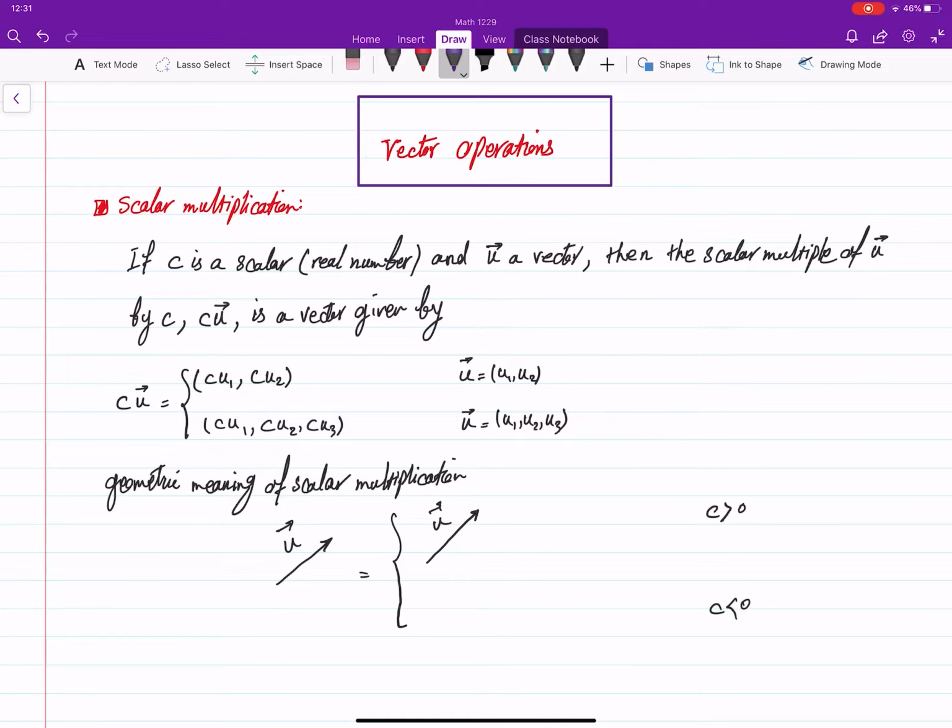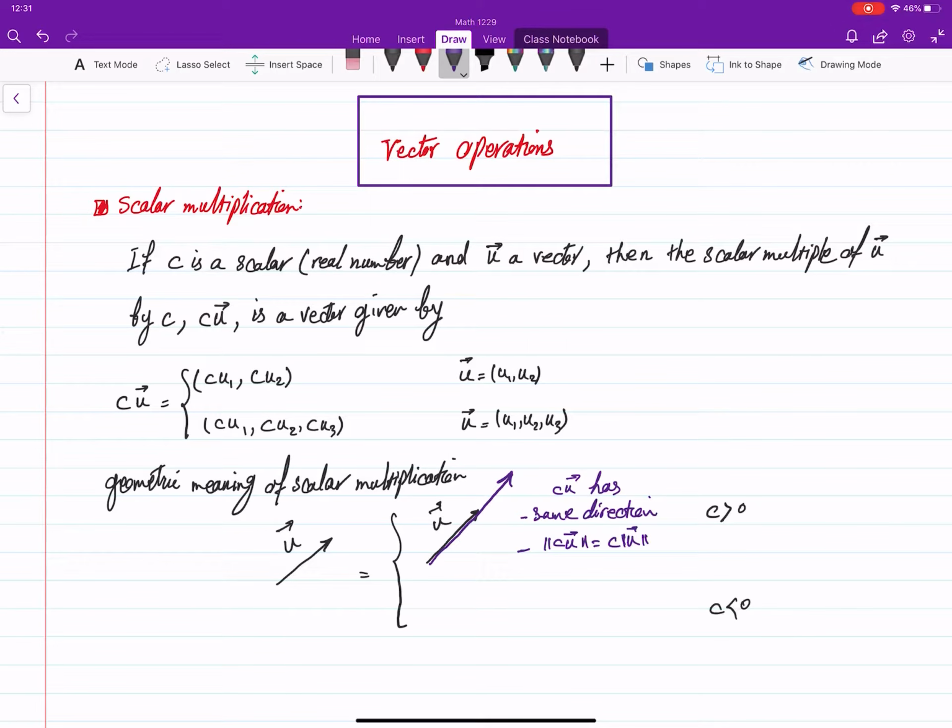then CU is going to be a vector which has the same direction, but its length is C times the length of U. So the length of CU is C times the length of U.